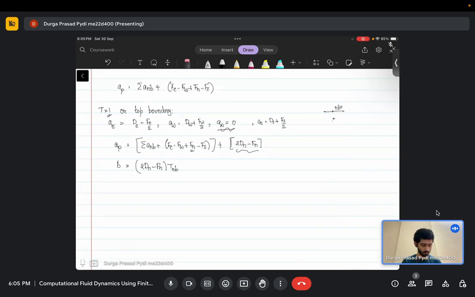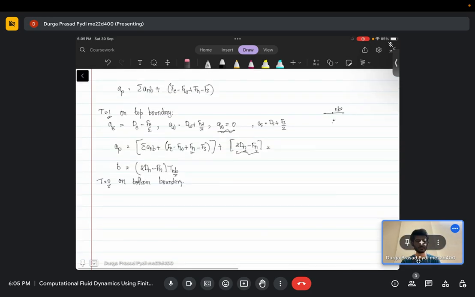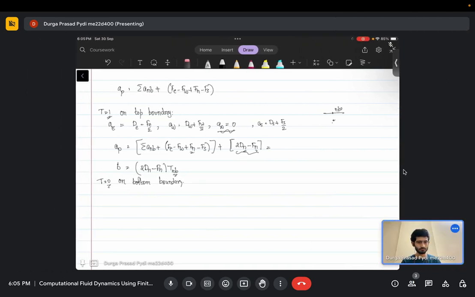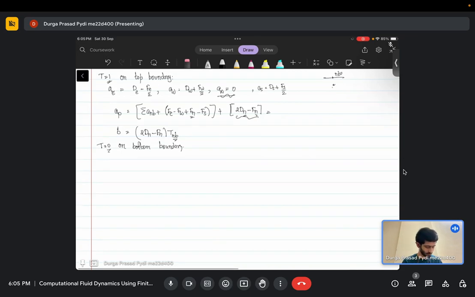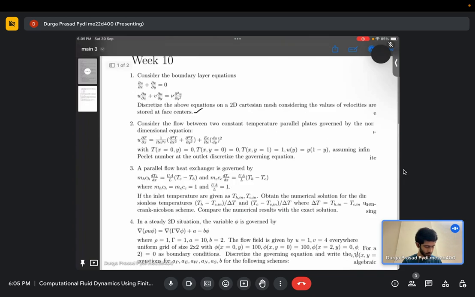Now similarly on the bottom boundary, you have T equal to 0. So AP will come the same. Instead of the north coefficients, you will be having south coefficients, and then this particular term will go to 0 because on the south boundary we have T as 0. I guess this is clear. If there are any doubts, then we can maybe pause for some time. Yeah, I guess there are no doubts. So we will see the programmatic implementation a little later.